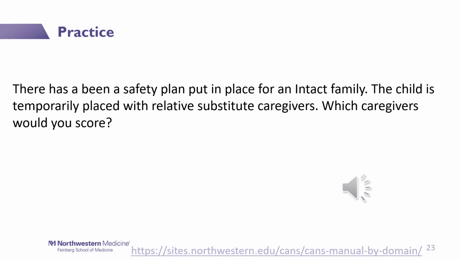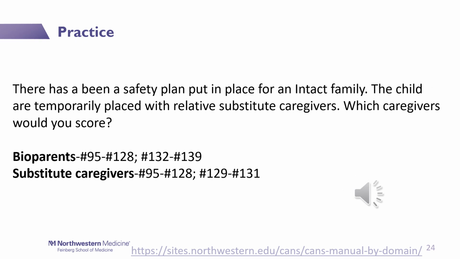There's been a safety plan put in place for an intact family. The child is temporarily placed with relative substitute caregivers. Which caregivers would you score? In this scenario, you will be scoring the bio parents on number 95 through 128 and number 132 through 139. You will also be scoring any substitute caregivers on number 95 through 128 and number 129 to 131.